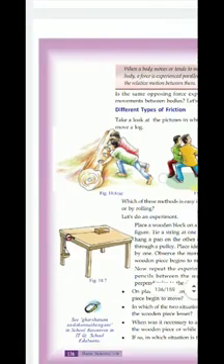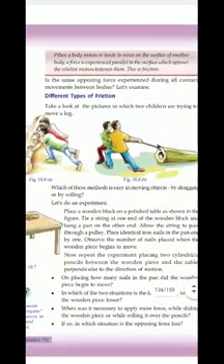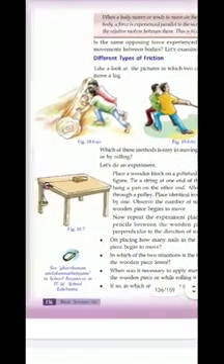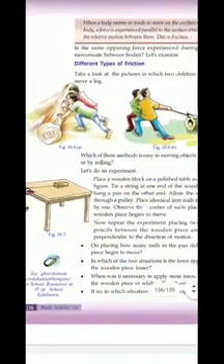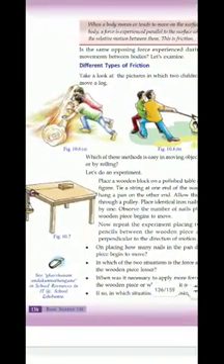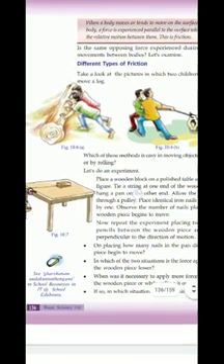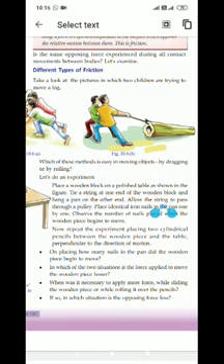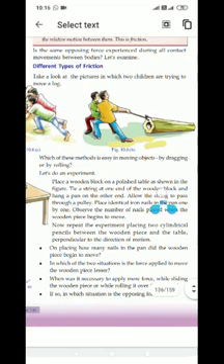Now we have to discuss three types of friction. So here you can see different pictures given in page number 136. Two persons rolling a very huge log on the ground, and in the next picture you can see a rope is tied on the log and the two persons try to pull it to move it.